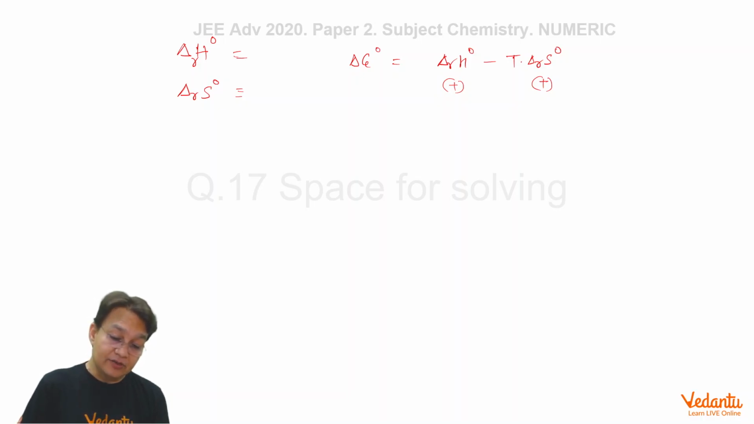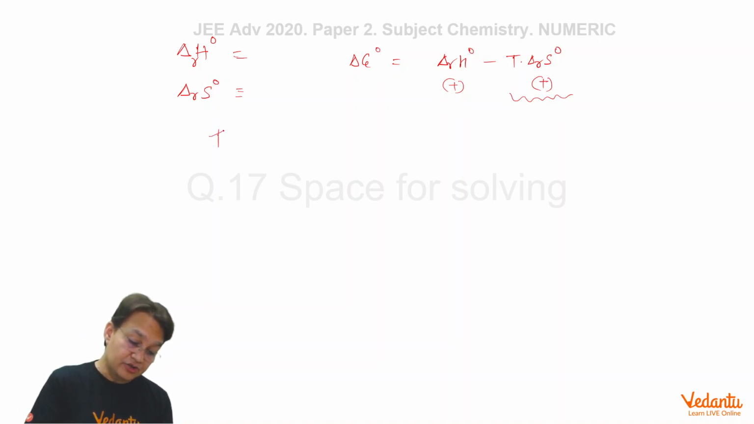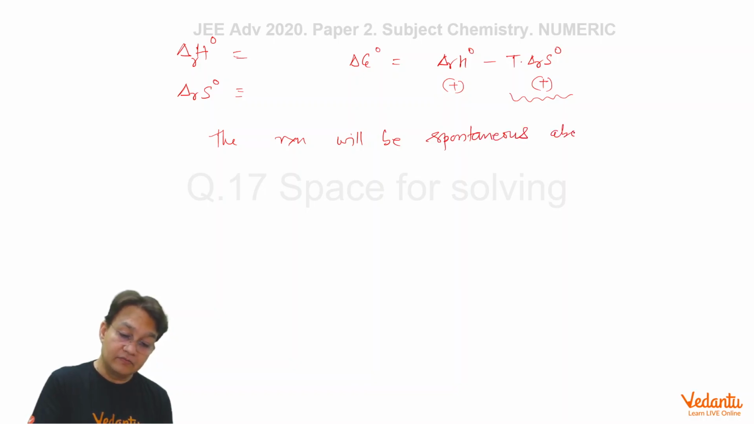So which means that if you increase the temperature, this term will become more and more negative, and at sufficiently high temperature, delta G naught will be negative. So that means the reaction will be spontaneous above the temperature at which delta G naught is equals to 0. Delta R G naught is equals to 0.